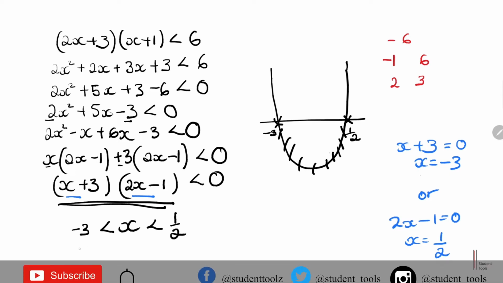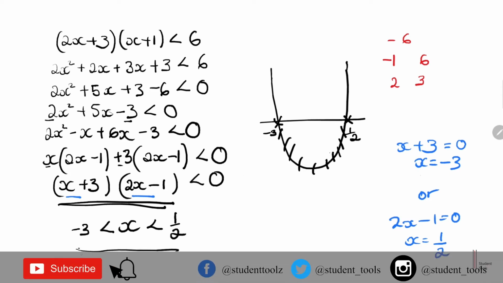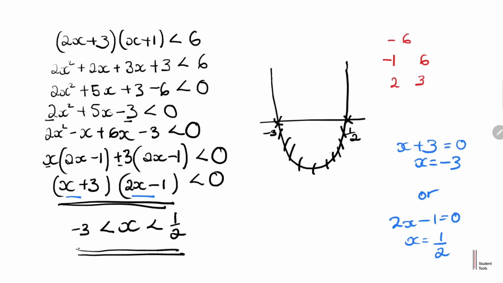And that is just how we solve for x, or we solve this statement by giving out the values of x whereby this graph is less than 0. And that is just how we do it. Let us proceed to the next question.